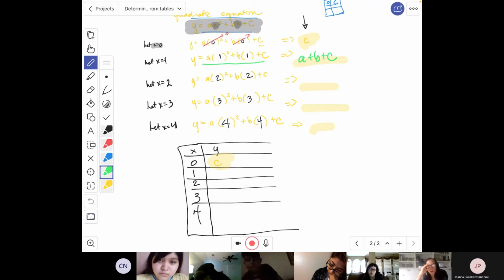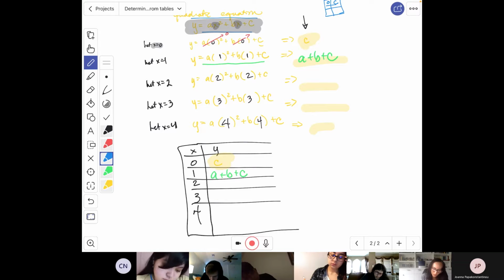Does everybody see how if you substitute x equal 1 into the quadratic equation, we got A plus B plus C? 1 squared is 1 times A is A. 1 times B is B, and then C. So my output when my input is 1 is A plus B plus C.